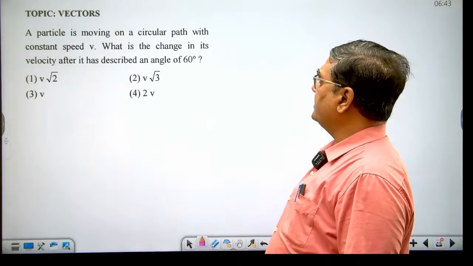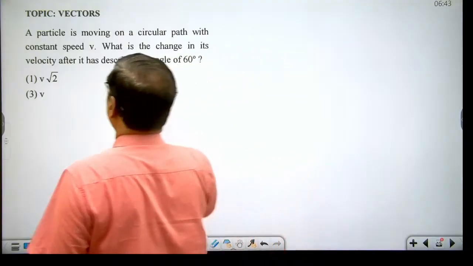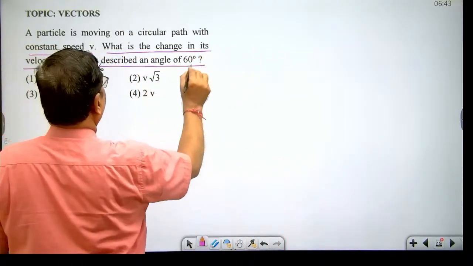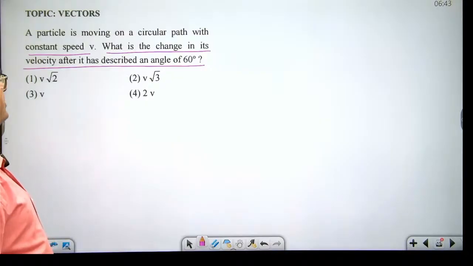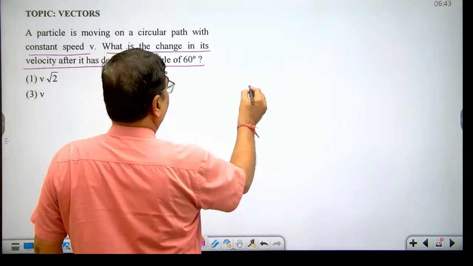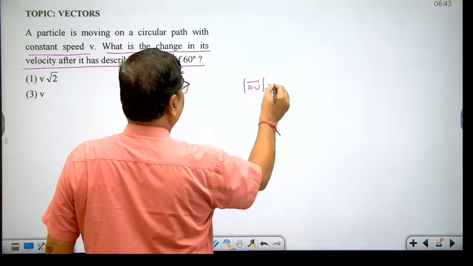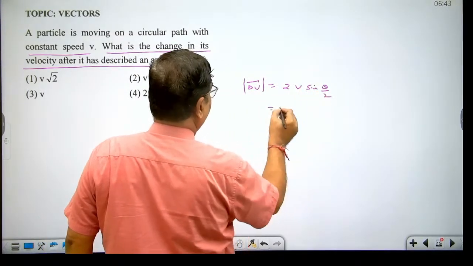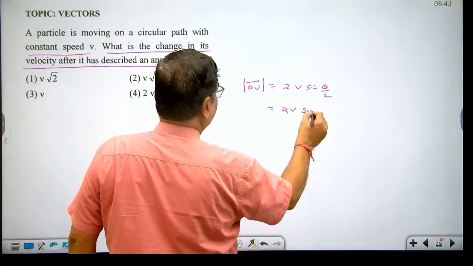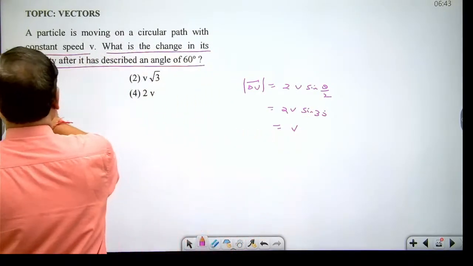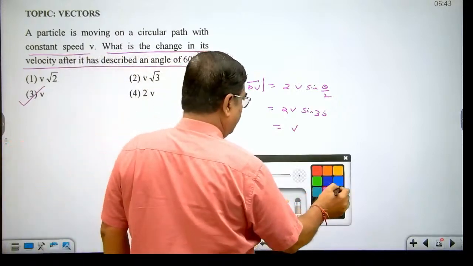A particle is moving on a circular path with constant speed v. What is the change in its velocity after it has described an angle of 60 degree? Directly we can use the formula. Magnitude of change in velocity equal to 2v sine theta by 2. So this is 2v sine 30 degree. So this will be v. So directly we can write option 3 is the correct answer.